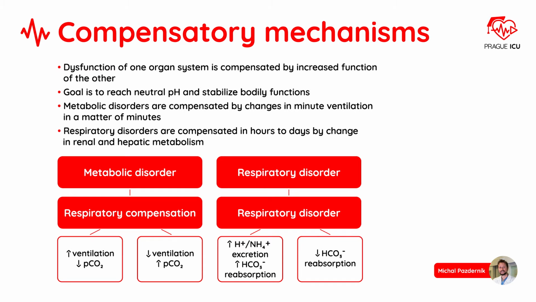Metabolic disorders are compensated by changes in minute ventilation in a matter of minutes. Respiratory disorders are compensated in hours to days by change in renal and hepatic metabolism. Metabolic disorder leads to respiratory compensation, which includes increased ventilation with subsequent decrease in PCO2 or decreased ventilation with increased PCO2. Respiratory disorders lead to renal compensation, which includes increase in hydrogen and ammonium excretion and bicarbonate reabsorption. Or in respiratory alkalosis, we observe decreased reabsorption of bicarbonate.